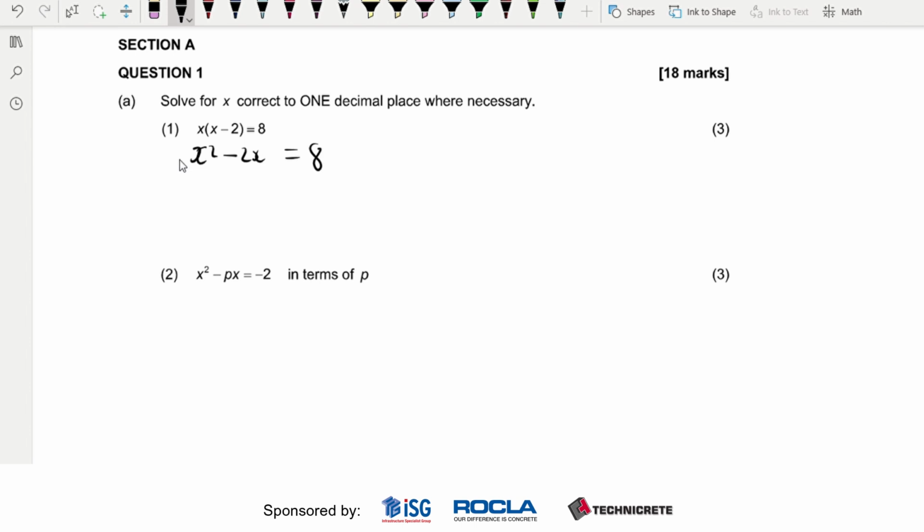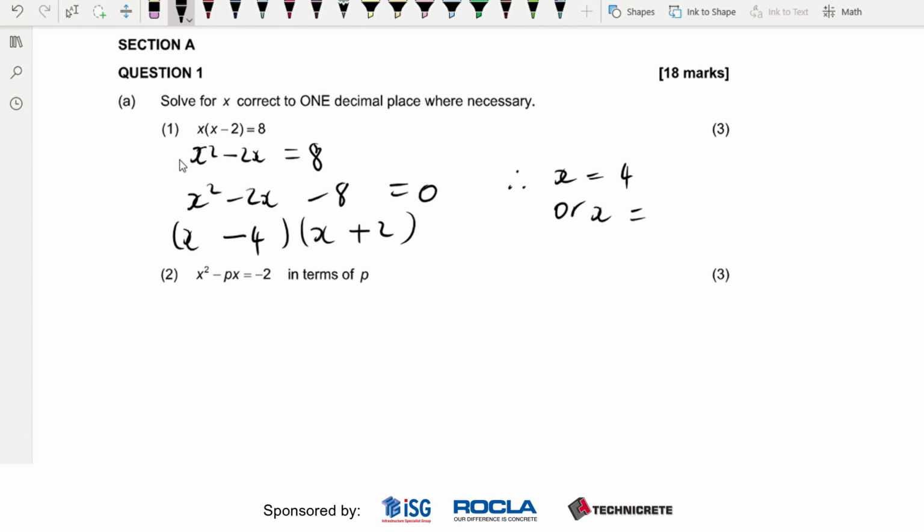Let's turn this into a trinomial so that we can factorize it. That would be x squared minus 2x minus 8 is equal to 0. From here we know how to solve for x because we can factorize this into two brackets. We can have an x on the one side and x on the other side. Both of our signs are negative, and we need two numbers that multiply to give negative 8 and add to give negative 2, so that would be negative 4 and positive 2. Therefore x is either equal to 4 or x is equal to negative 2. And there you go, 3 marks in the bag.